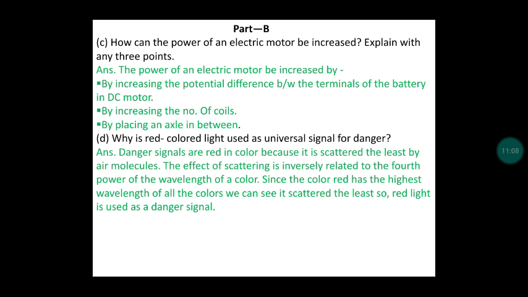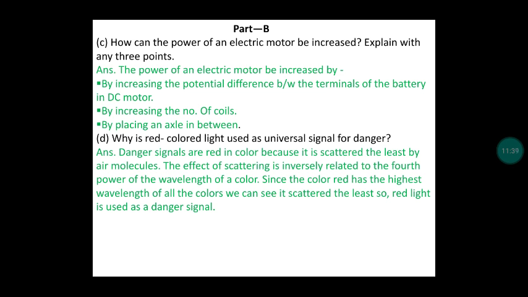How can the power of the electric motor be increased? Explain with any 3 points. The power of the electric motor can be increased by the following: by increasing the potential difference between the terminals of the battery in DC motors, by increasing the number of coils, by placing an axle in between.